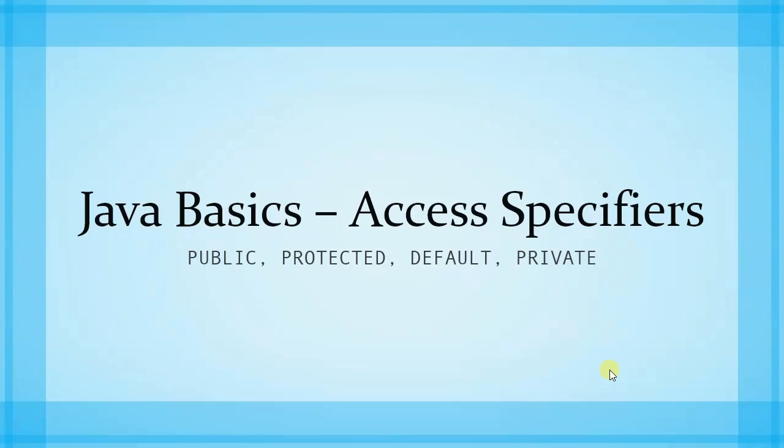Hi, in this video we are going to see access specifiers in Java. Now we have the knowledge of inheritance as well as creating and using the packages. With these two basic knowledge on inheritance and packages, now we can explore four access specifiers: public, protected, default and private.